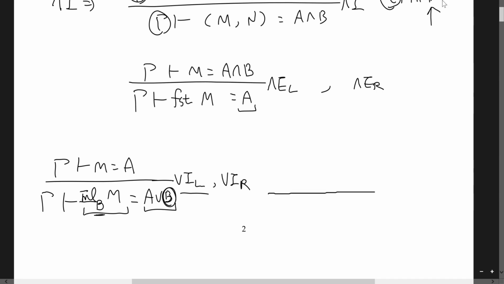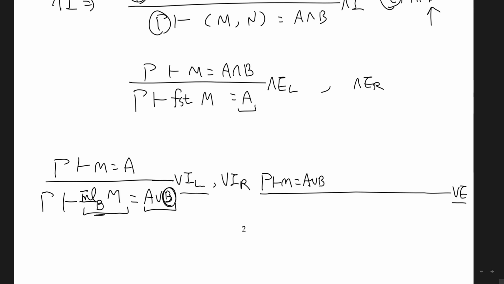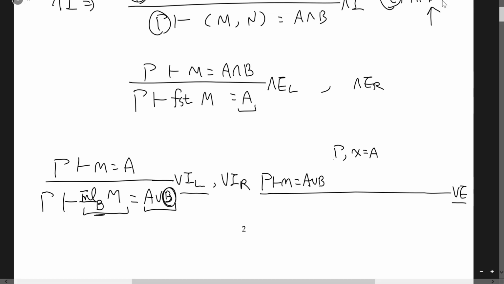So what about disjunction elimination rule? So you start with a proof term of type A disjunction B. So the idea is we consider two branches. The first branch assumes some proof term of type A. So it goes like, assume X has type A, and then we can deduce another proof term N of type C.